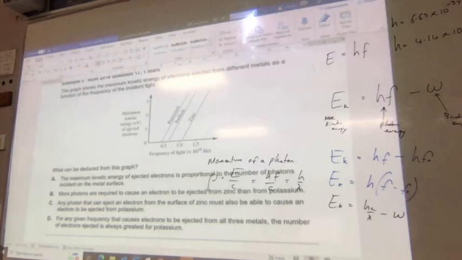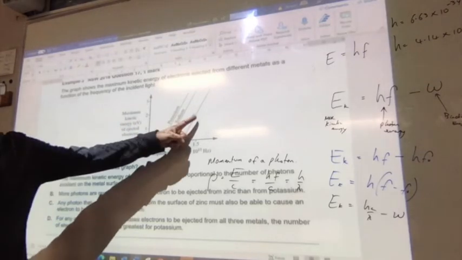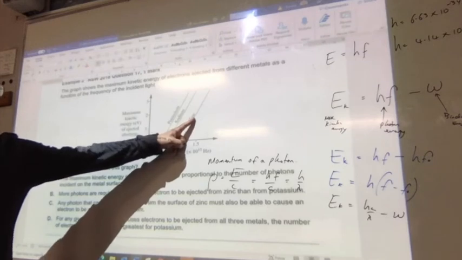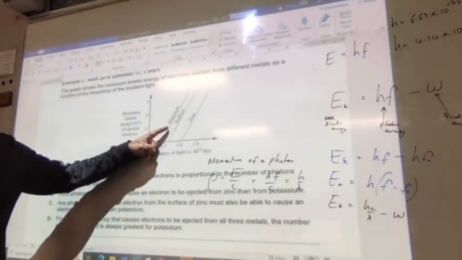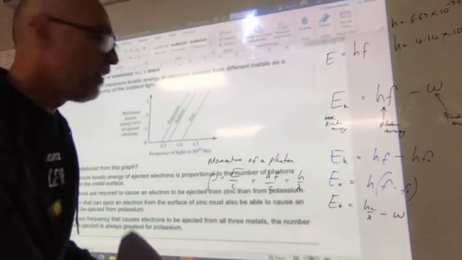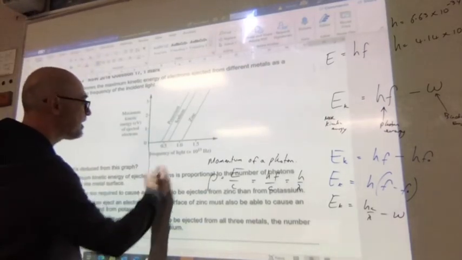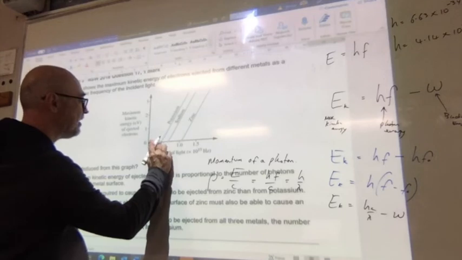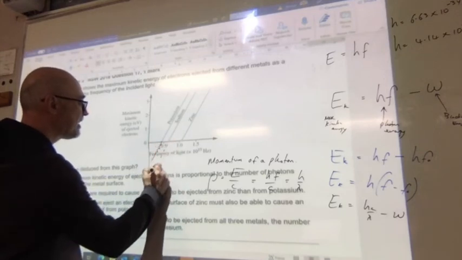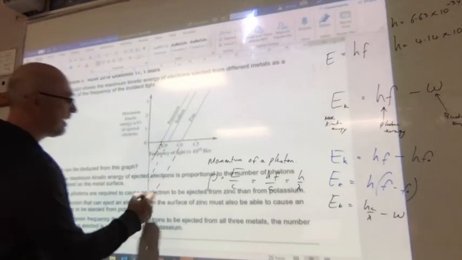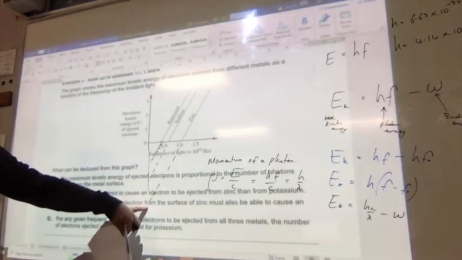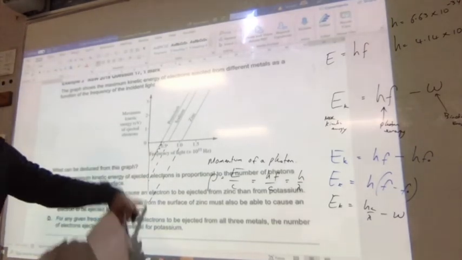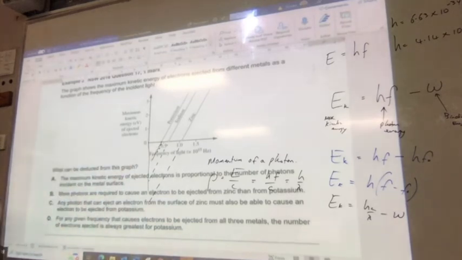C, any photon that can eject an electron from the surface of zinc must also be able to cause an electron to be ejected from potassium. So, if a photon can get an electron off zinc, it definitely can get an electron off potassium as well. Does that make sense? Yes, it does. If you extend the graph down for the rest of it, you can see how hard it is to lift the electron out of its well. Well, it's harder to get an electron off zinc than it is off potassium. So if you can get off zinc, you definitely get off potassium. So C is correct. All right?